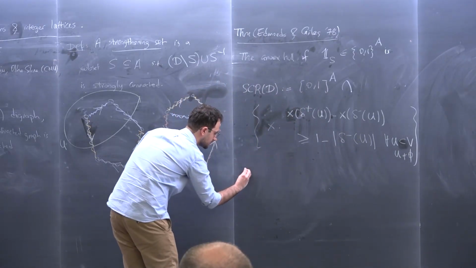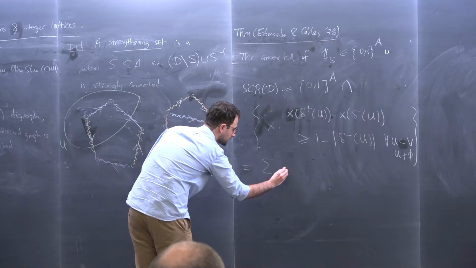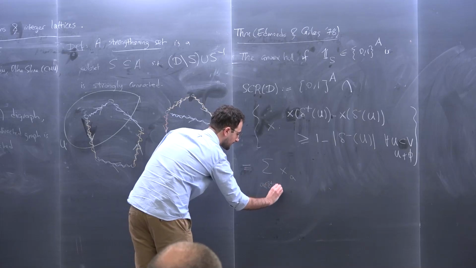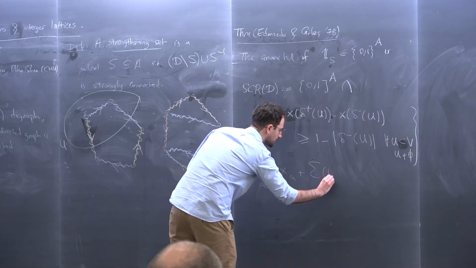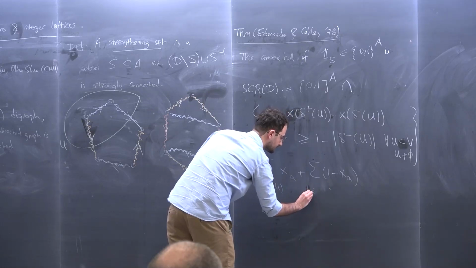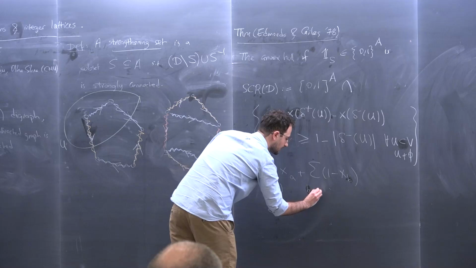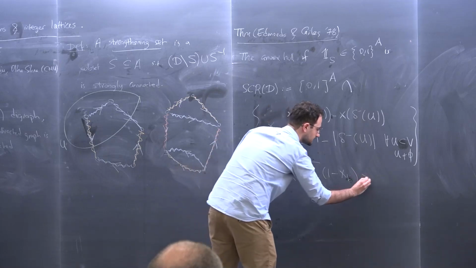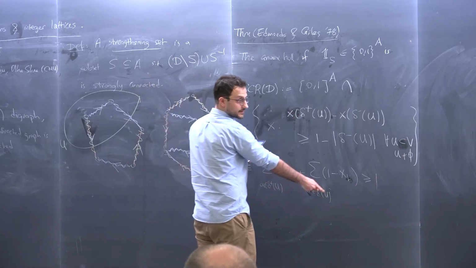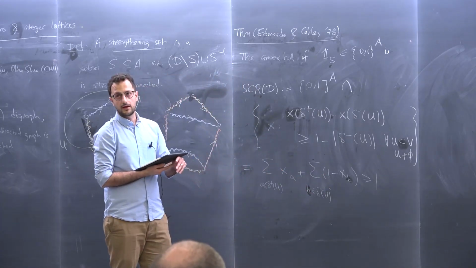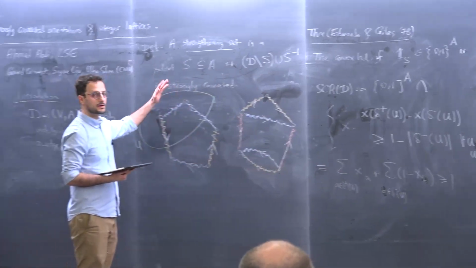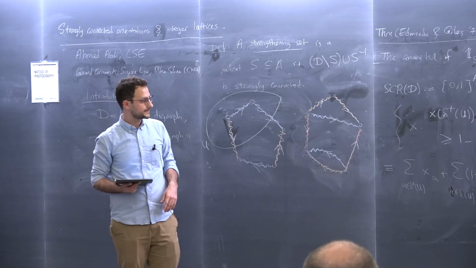So this inequality equivalently is saying the sum of xa, a in delta plus u, plus the sum of 1 minus xa, b in delta minus u, is greater than or equal to 1. So it can be that all of these are 0 and all of these are 1. And that only happens if after you flip it, you have only incoming arcs. That's basically what it's saying.